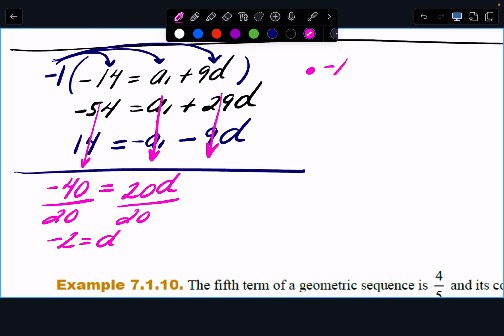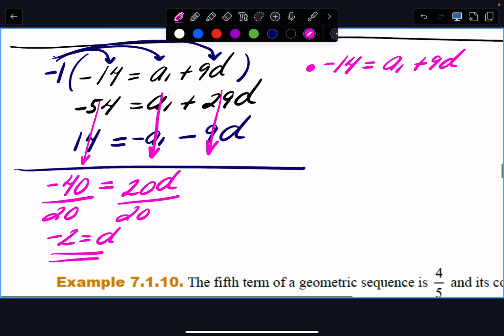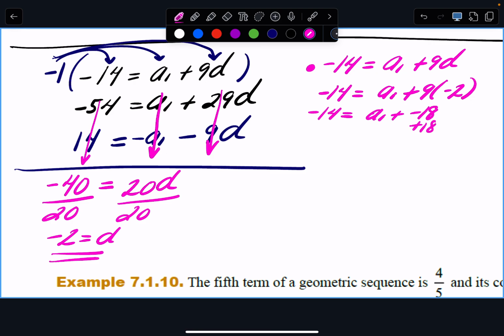Now we stay below the line. I do a bullet point and plug it in. Negative 14 equals a sub 1 plus 9d. I'm going to plug in negative 2. So negative 14 equals a sub 1 plus 9 times negative 2, so negative 14 equals a sub 1 plus negative 18. So I add 18. 4 equals a sub 1.